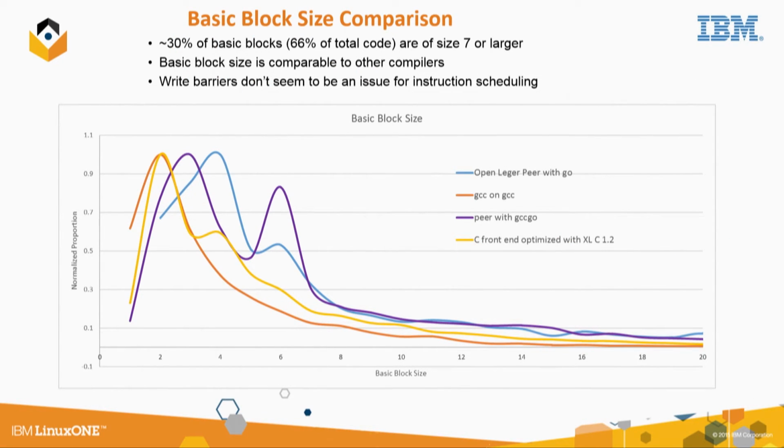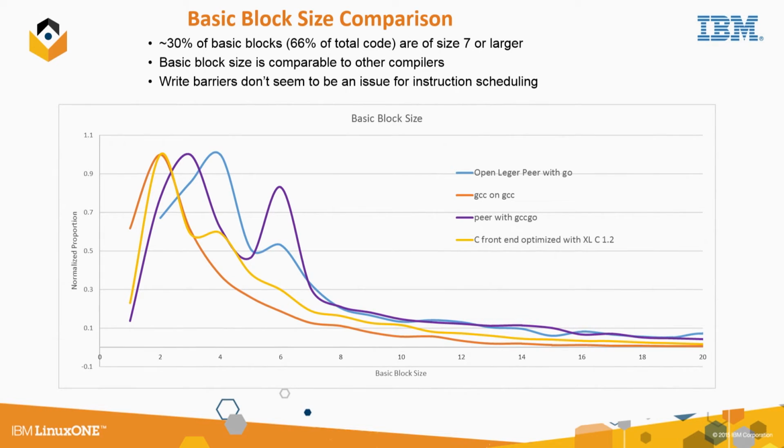Okay, I wanted to talk a little bit about basic blocks. In Go, you have to put in a lot of write barrier instructions because of the garbage collection. If you are mutating during garbage collection, you have to do special things, and that's handled with write barriers. I was a little concerned that with all the write barriers, we wouldn't have enough space left in our basic blocks, as it were, to do any interesting scheduling.